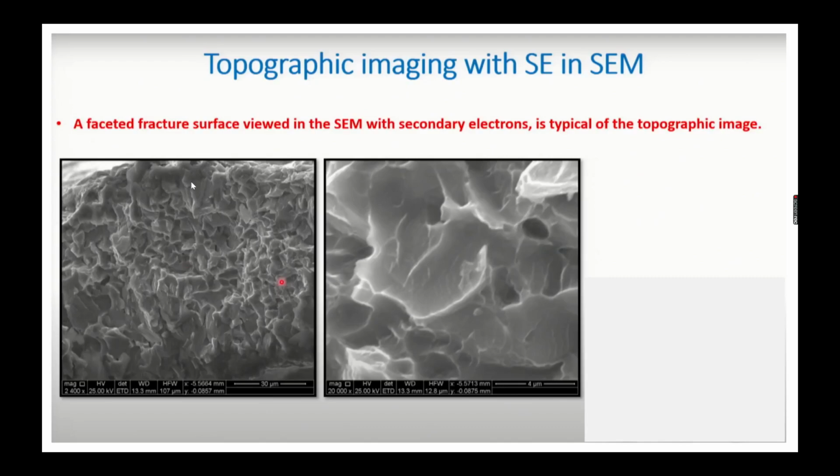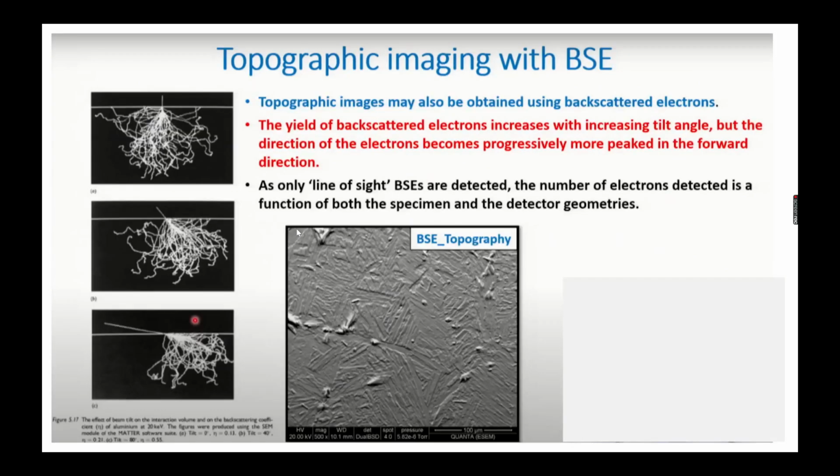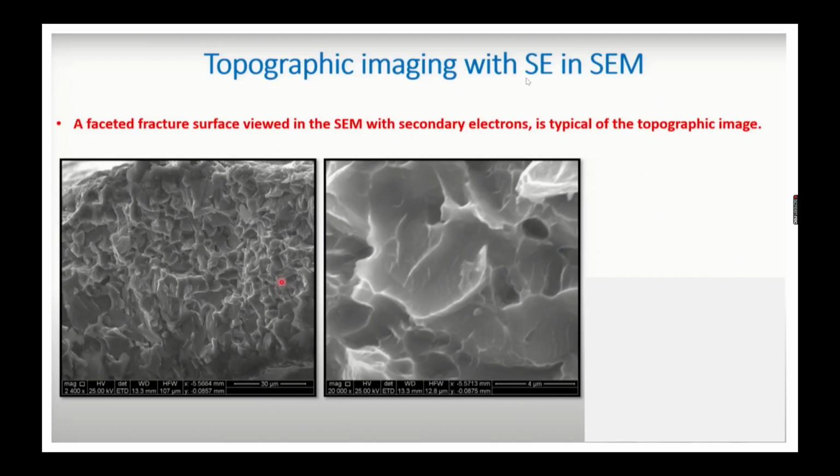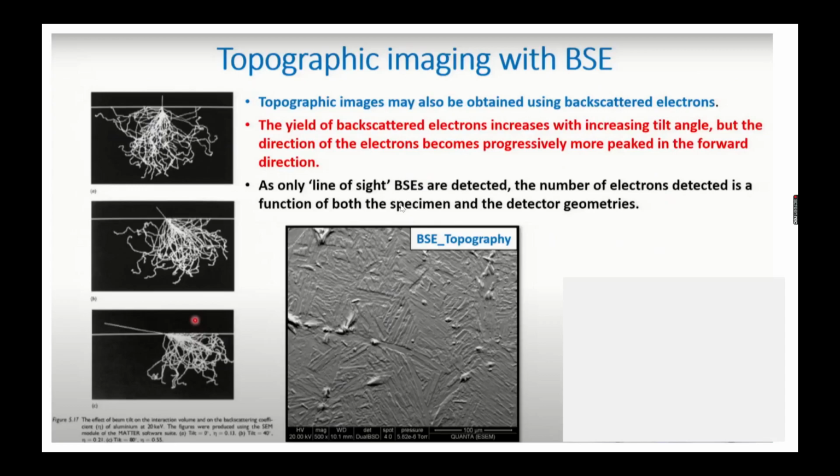Here you can see a topographic image. A topographic image can be generated by both SE and BSE. The topographic image may also be obtained using backscattered electrons, not just by using secondary electrons in SEM. Here you can see the fracture surface. This topographic image is generated using secondary electrons in SEM, and this topographic image is generated using backscattered electrons. So we can say that using both secondary and backscattered electrons, we can generate a topographic image.